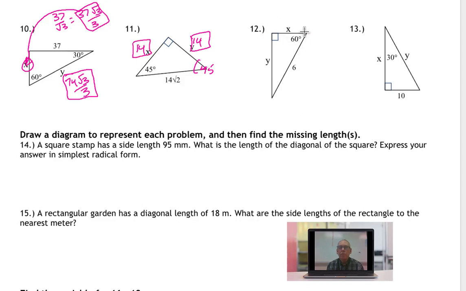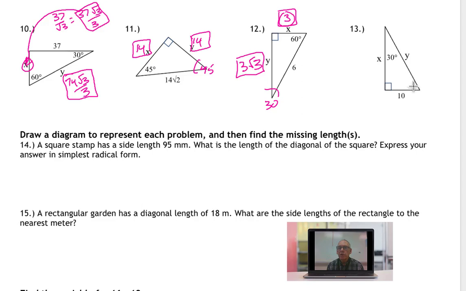Looking at number 12, we've got 6 for the hypotenuse. It's a 30, 60, 90. The hypotenuse is double the short side. So if the hypotenuse is 6, the short side must be 3. And 3 radical 3 is going to be the side opposite the 60.